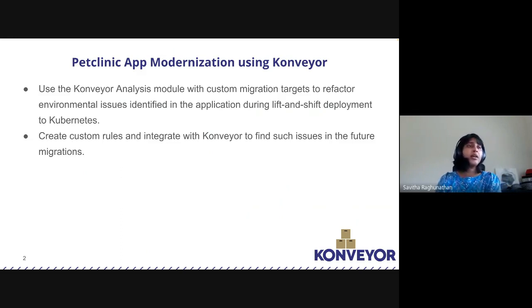So what we're going to see in this demo is how to leverage the learnings from a failed migration of the Petclinic app to Kubernetes, take those learnings and knowledge and convert it into custom rules and a target, and integrate the custom target with Konveyor, which can then be used to identify similar issues in future migrations.